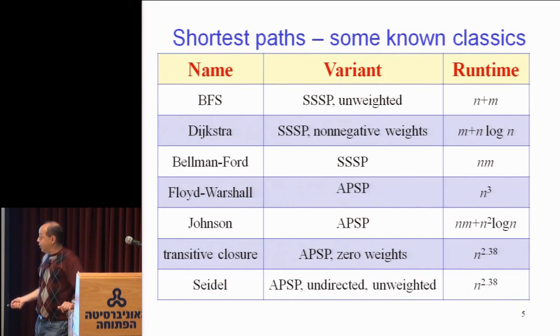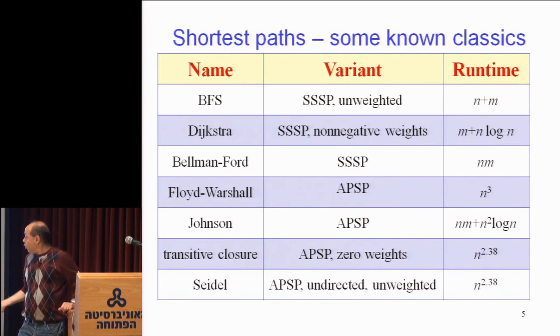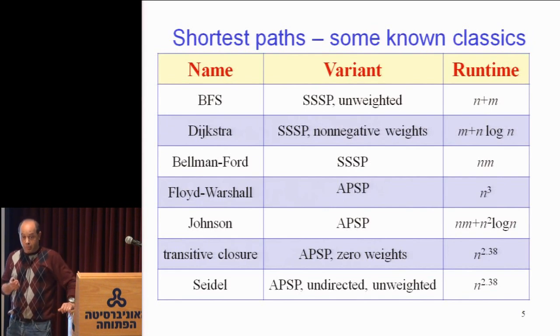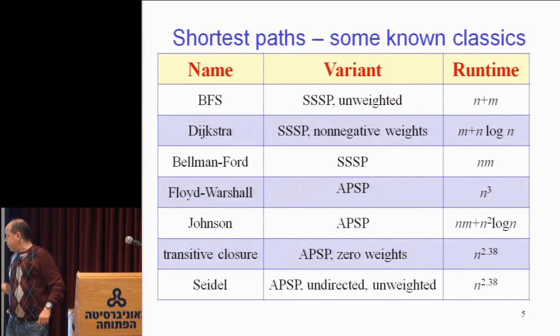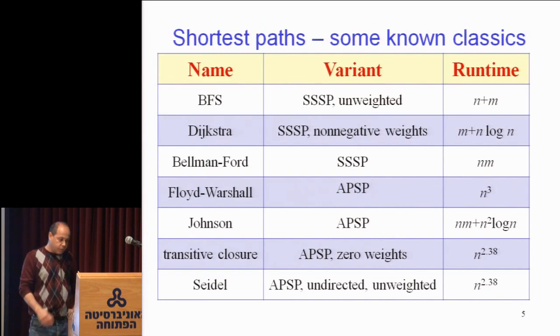Finally, another well-known classic is Seidel's algorithm. Seidel solves the all pairs shortest path problem in undirected, unweighted graphs, also in matrix multiplication time. But Seidel's algorithm does not only need Boolean matrix multiplication, it also needs integer matrix multiplication. But still, we can do it in this time.